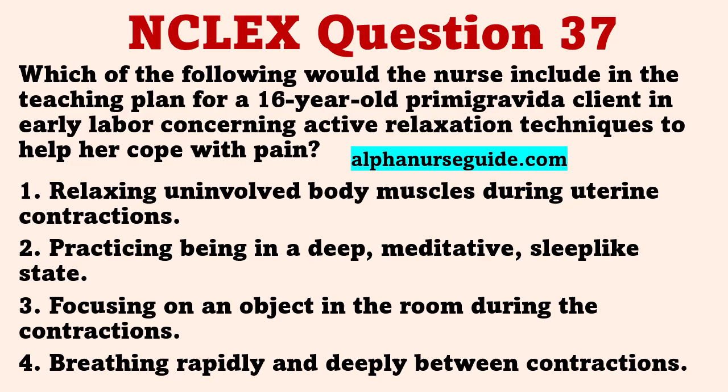The correct answer is 1. Childbirth educators use various techniques and methods to prepare parents for labor and birth. Active relaxation involves relaxing uninvolved muscle groups while contracting a specific group and using chest breathing techniques to lift the diaphragm off the contracting uterus. A deep meditative, sleep-like state is a form of passive relaxation. Focusing on an object in the room is part of Lamaze technique for distraction. Breathing rapidly and deeply can lead to hyperventilation and is not recommended.